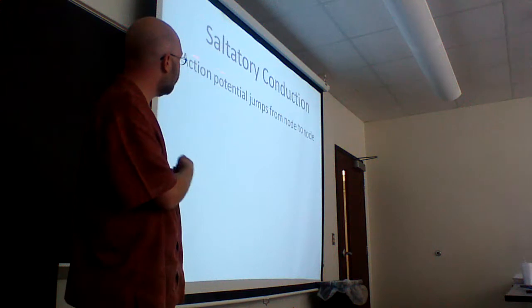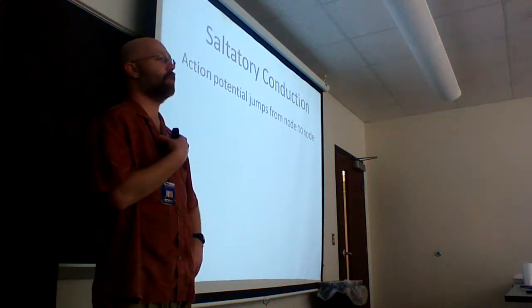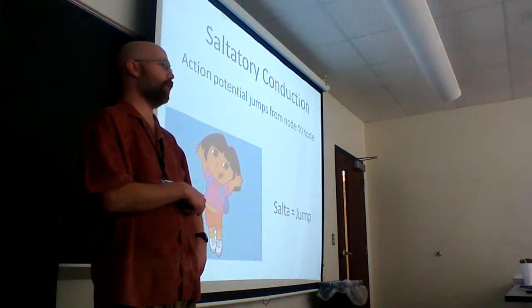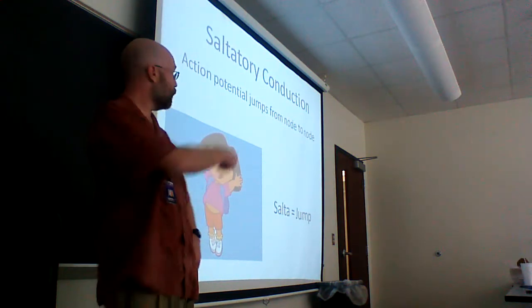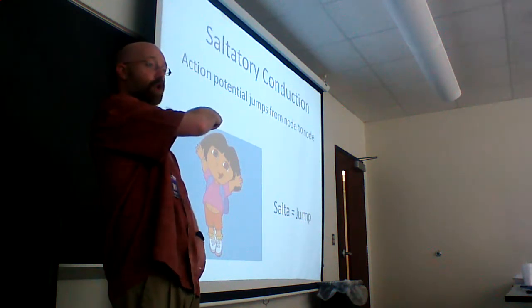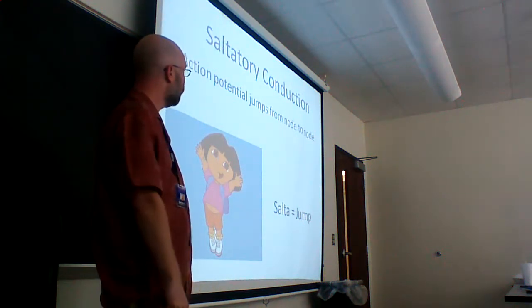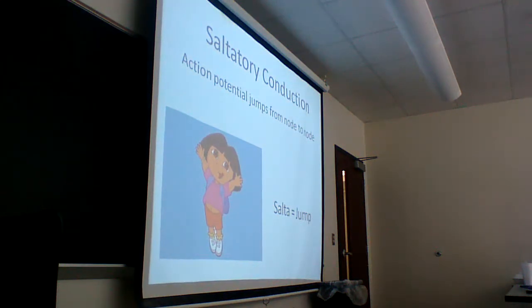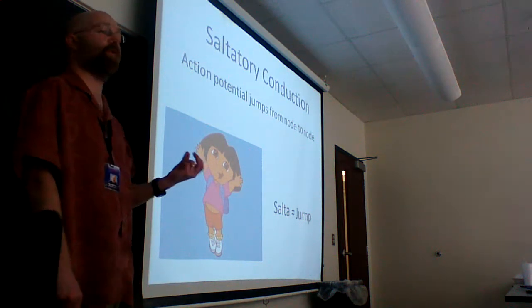So this is called saltatory conduction. There are very few benefits from children, but one of them is that I was exposed to Dora the Explorer. And what Dora taught me was that salta means to jump, right? And so saltatory conduction is this jumping of the action potential from node to node to node to node, right? So saltatory conduction, does it happen in a myelinated or an unmyelinated axon? Myelinated. It's got to be, because it requires the presence of those nodes of Ranvier.